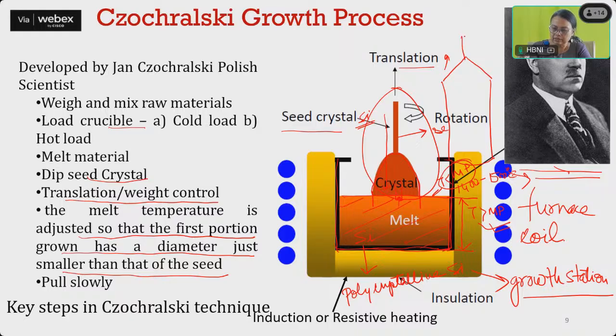So here the seed is there. Then we are growing slowly, the diameter is grown. This is the seed, this is called the shoulder of the growing crystal, and this is the diameter part, and this diameter is controlled. So how are we controlling the diameter?